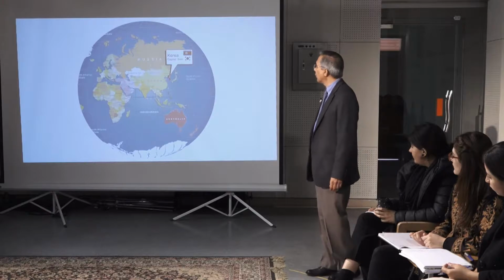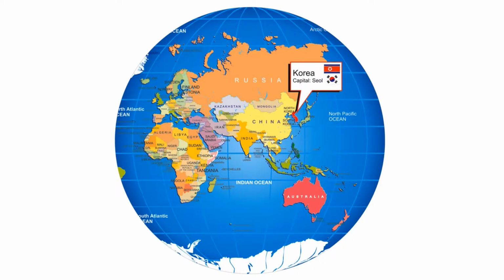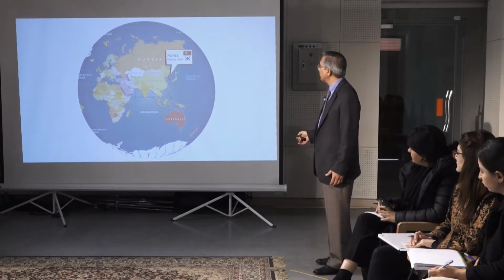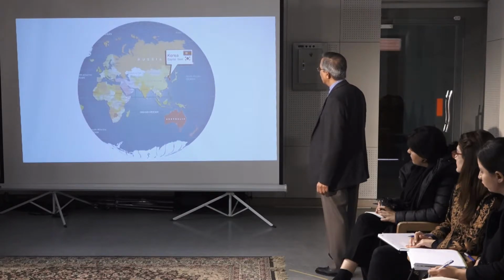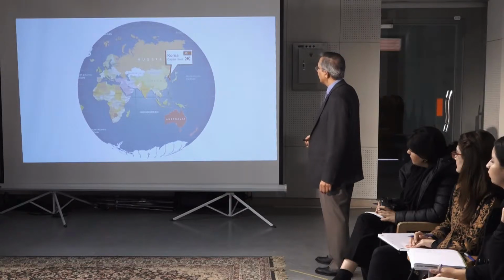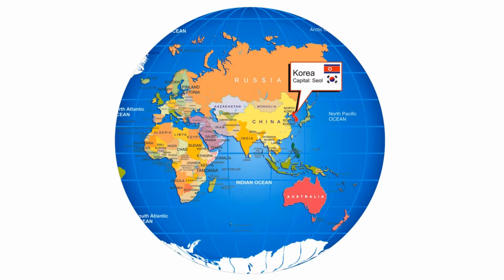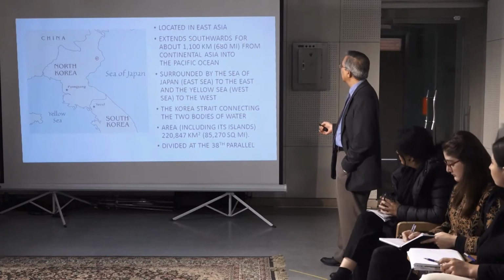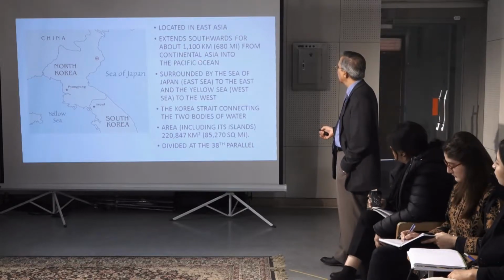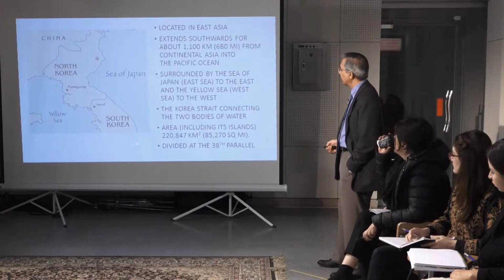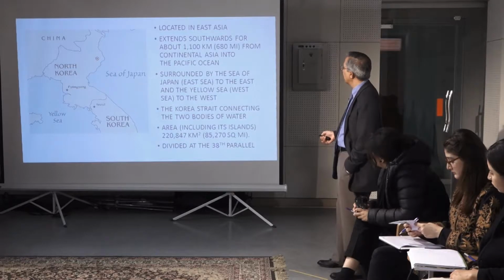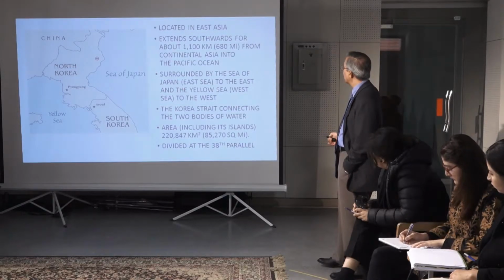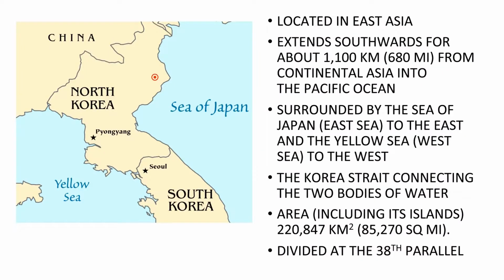And any other peninsula that you know about? The Iberian Peninsula. So this is the Korean Peninsula, ladies and gentlemen. If you look at the world, which place would you categorize this as? If this is the Middle East and this is South Asia, this area is located in East Asia or Far East Asia. It extends southwards for about 1,100 kilometers from continental Asia into the Pacific Ocean. It's surrounded by the Sea of Japan, East Sea to the east, and Yellow Sea, West Sea to the west. So if somebody asks you about the Korean Peninsula, you should know about its basic geography. Seoul is the capital of South Korea, and Pyongyang is the capital of North Korea.